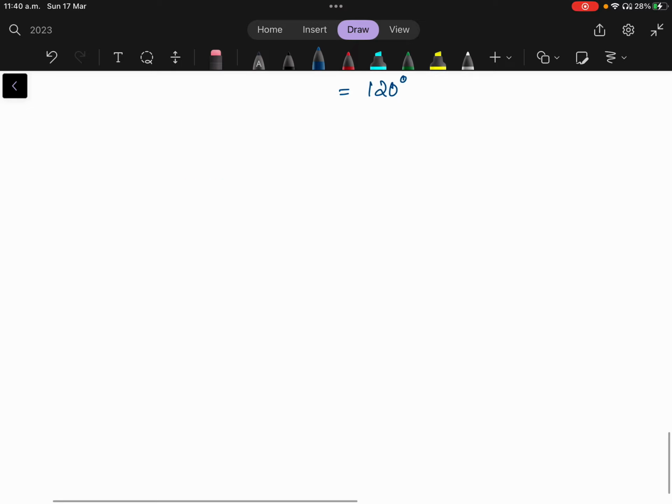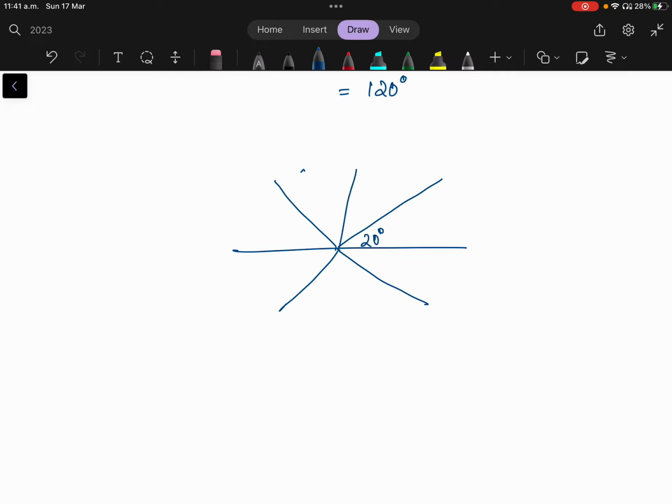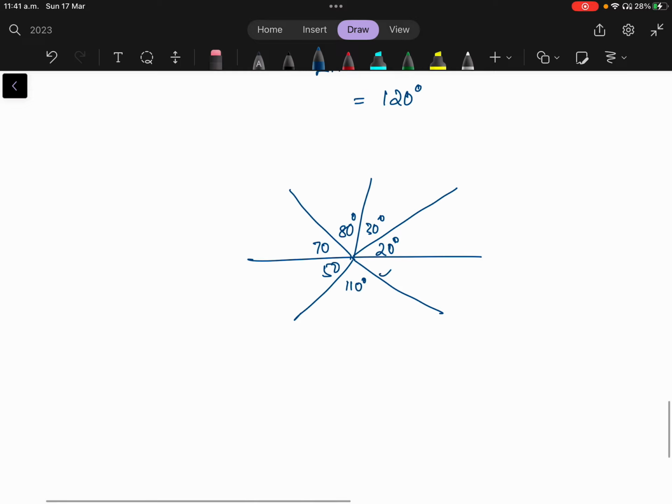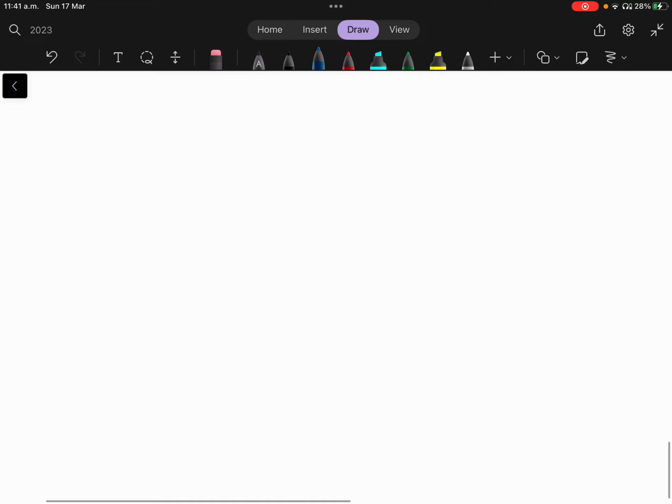They can give you questions with multiple angles like this, and this might be 20 degrees, this is 30 degrees, this is 50 degrees, this is 70 degrees, this is 90 degrees, or not 90 degrees, it will never be 90 degrees. So it is like 80 degrees and 110 degrees, and you have to find this angle. So what you do is add all these angles together and subtract it from 360 degrees, because the total full angle rotation is 360 degrees. Now there's one more thing you need to learn about angles: vertically opposite angles.